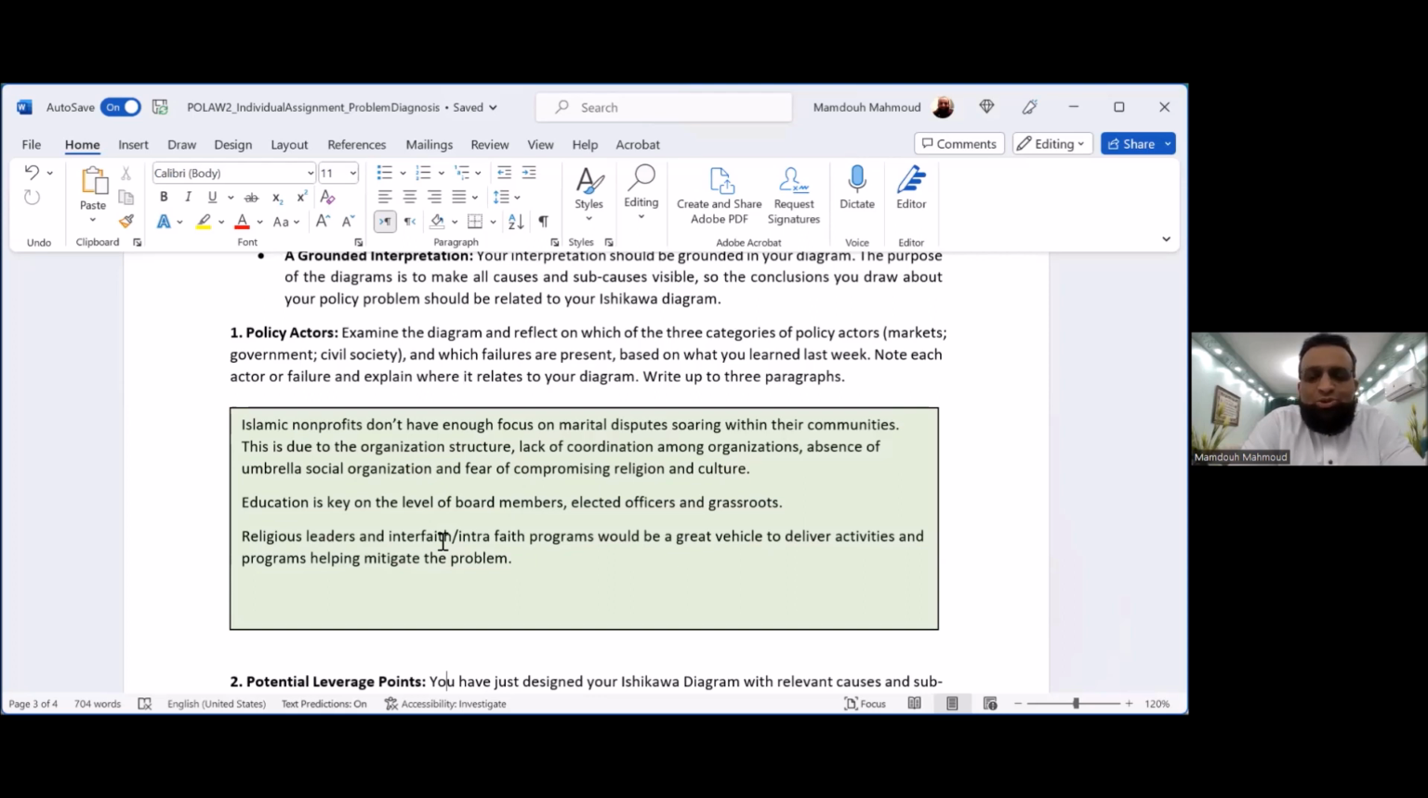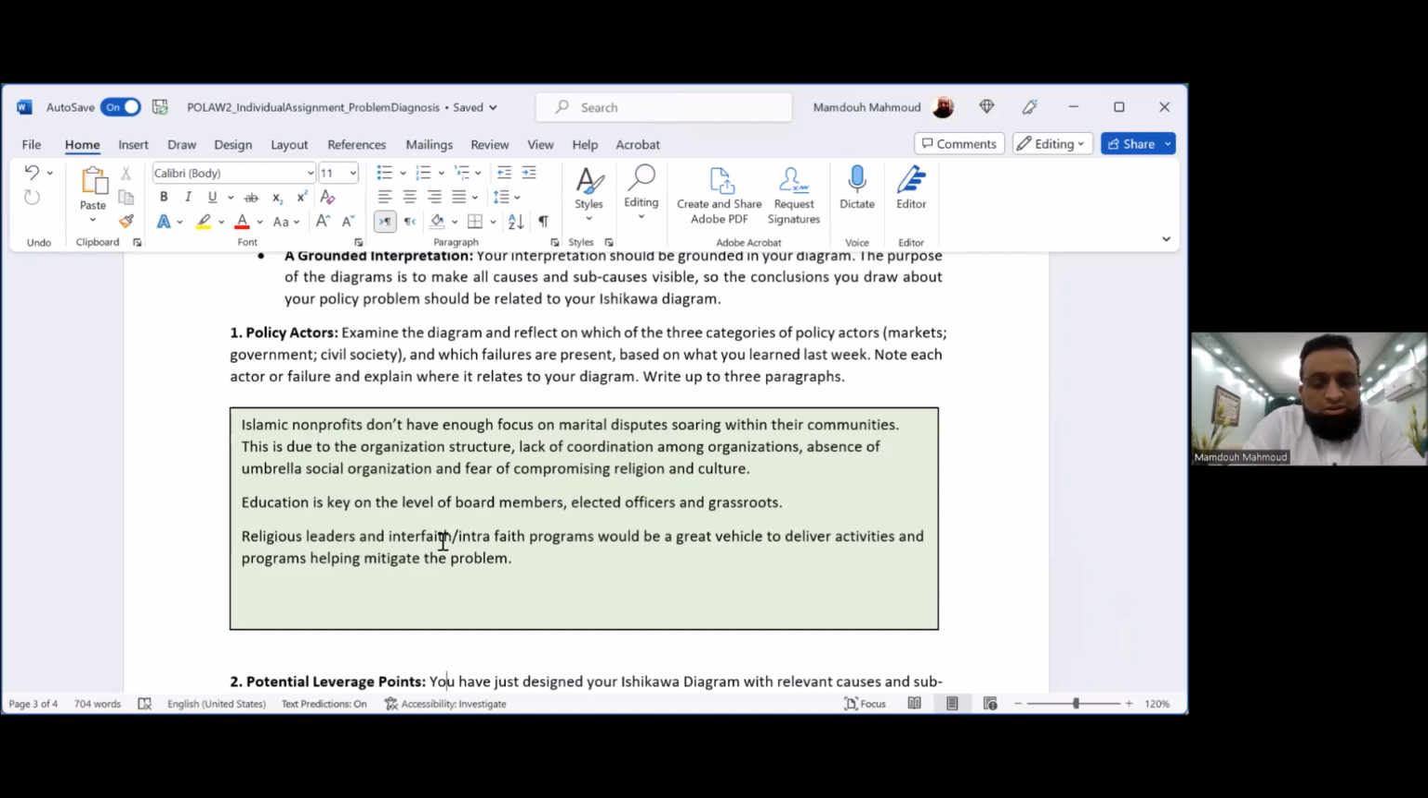We are not mature enough to realize that we have to be together now. And coordinating with other organizations doesn't mean a threat to your political or your administrative structure. If you think like that, that means your administrative structure is not strong enough. So, absence of umbrella social organization and fear of compromising religion and culture.